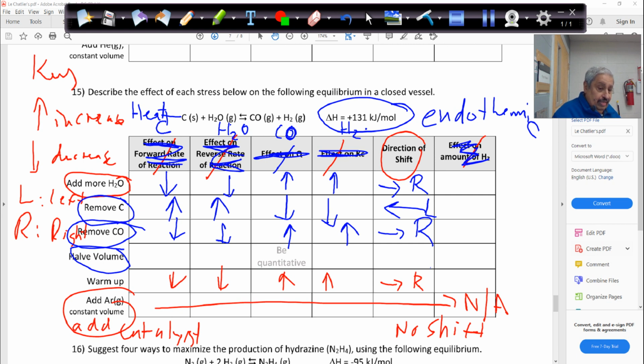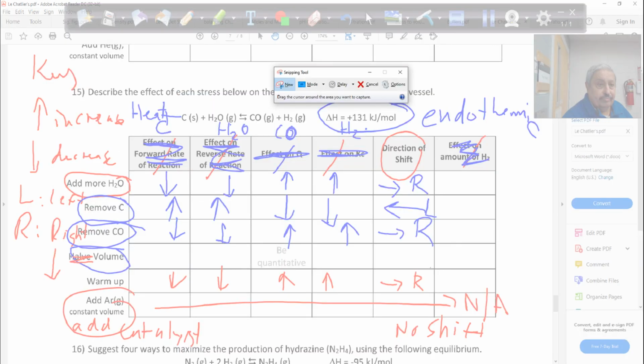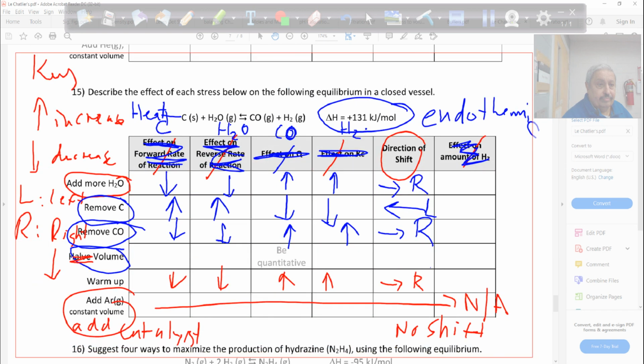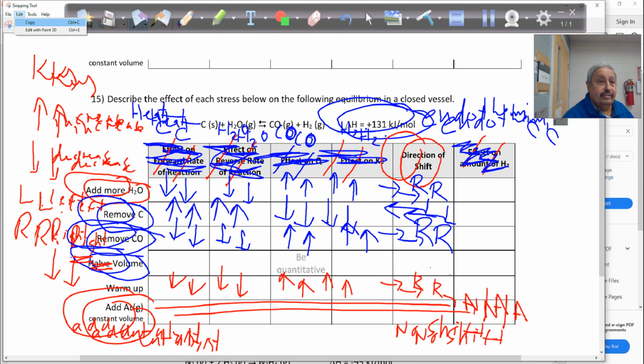Now, half means decrease, correct? Half means decrease the volume. First of all, I want to add another column there at the bottom. Hold on, guys. I want to add this one here. Just bear with me a little bit. Now add the pressure.